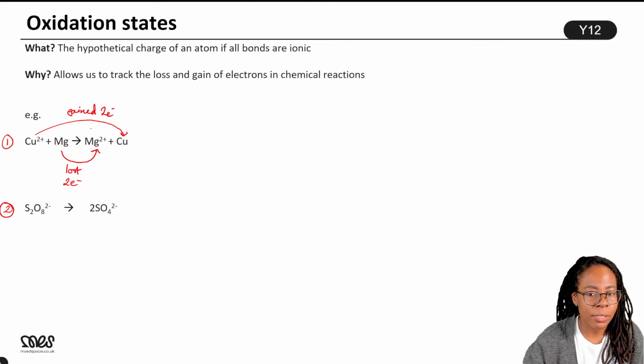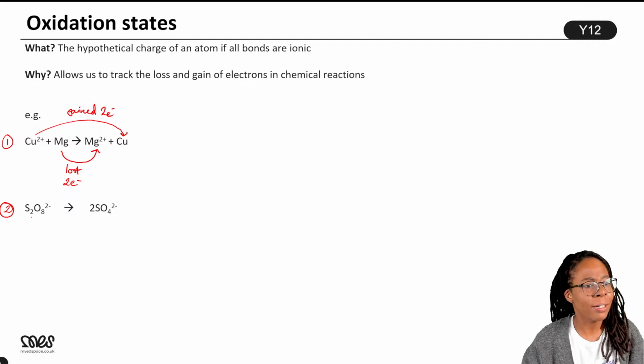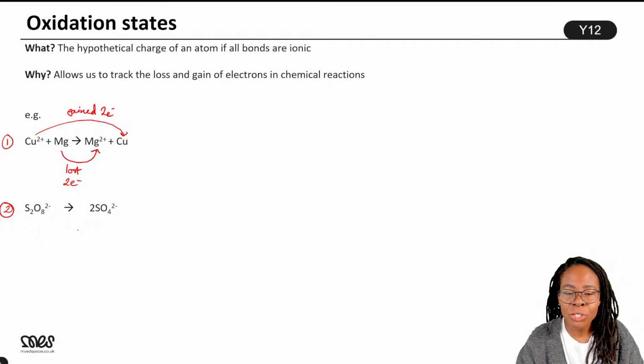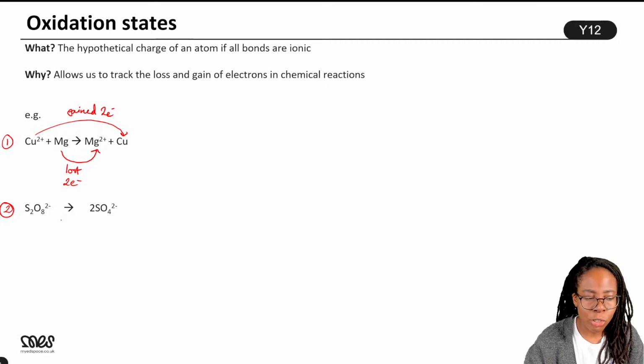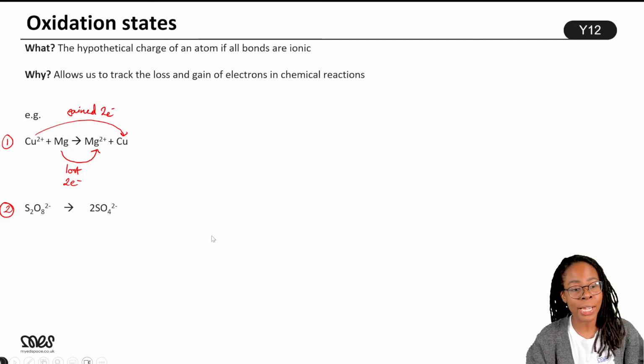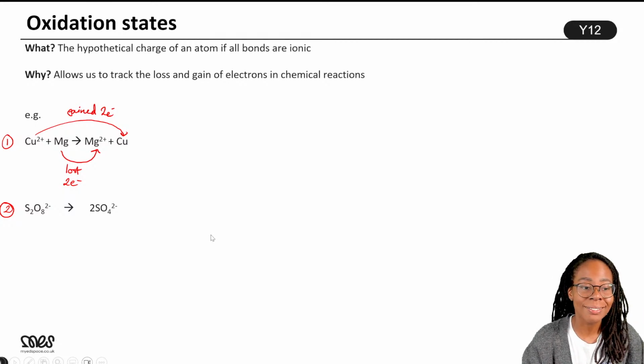So that's really obvious. But if we have something like peroxydisulfate forming sulfate ions, it's not quite as straightforward to tell what's lost or gained electrons if we don't know anything about oxidation states. So let's make sure that we know the rules for oxidation states. Again, we're going to do a whistle stop tour. If you want me to stop and slow down for any of these, please let me know in the chat.